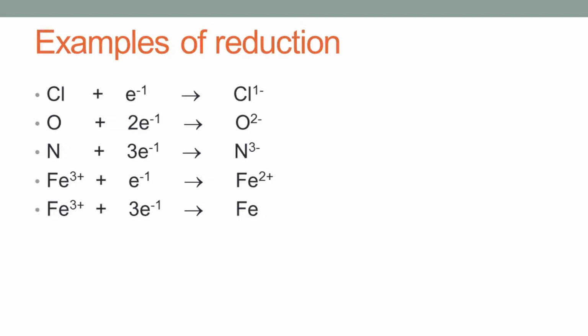Fe3+ gains 1 electron to change into Fe2+. That's the reduction half reaction. Fe3+, if it can gain 3 electrons, will change into a neutral atom with 0 charge. That's again a reduction reaction. So these are some examples of oxidation and reduction reactions.